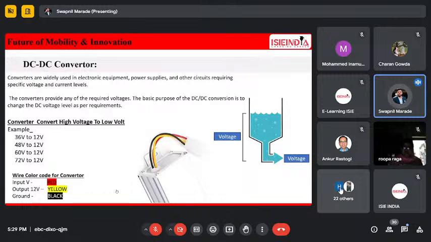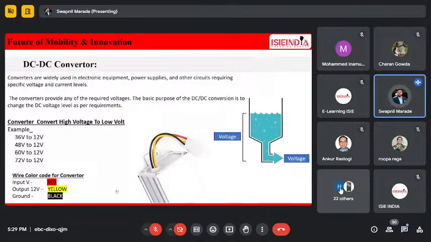There are some standard wire color codes. Input voltage is denoted by red color, which is 48 volt. If we take a 48 volt battery, then the input voltage is 48 volt, indicated by the red color. Output voltage is indicated by the yellow color, and the ground is the common black color, right? So this is a DC to DC converter, which converts the electrical energy, stepping it down with the help of a DC to DC buck converter.